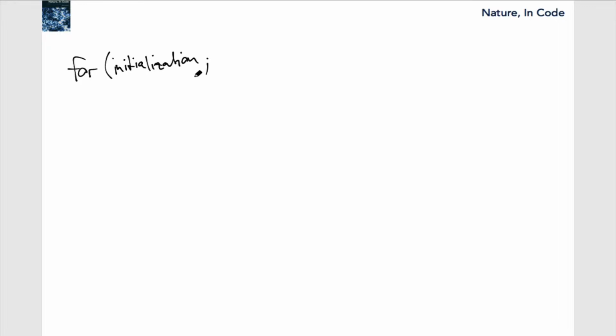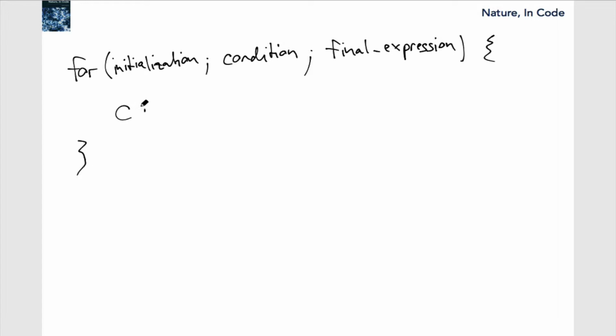And then after the initialization, there should be a condition. Again, another semicolon, and then there will be a final expression. Okay. And now let's close these parentheses. And now just like in a function, we now have these curly brackets. And within those curly brackets, we can have basically the code that is to be iterated.